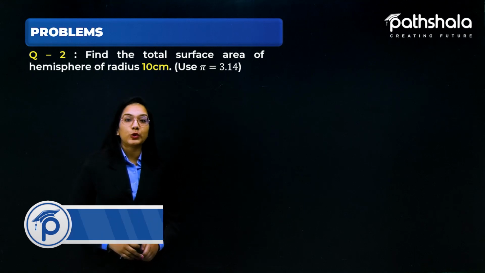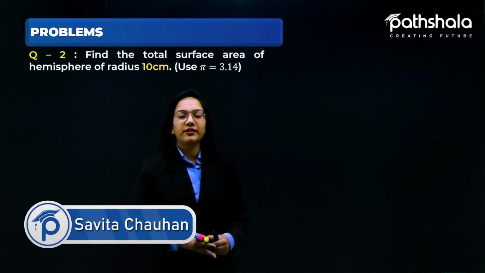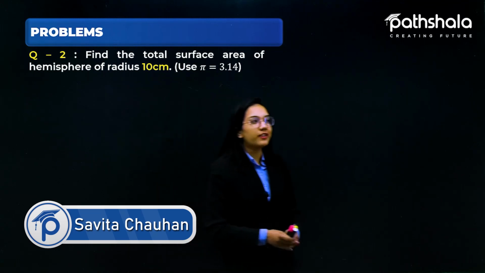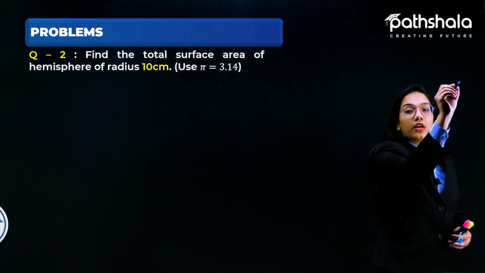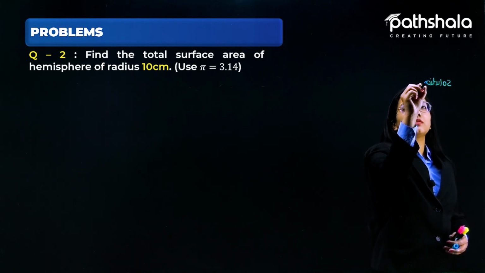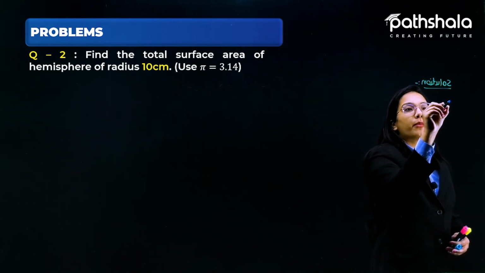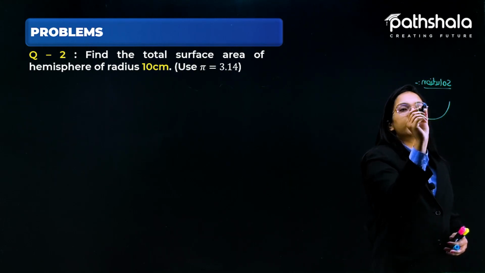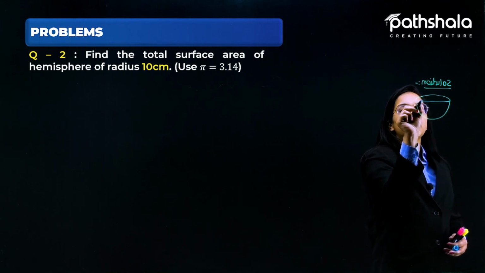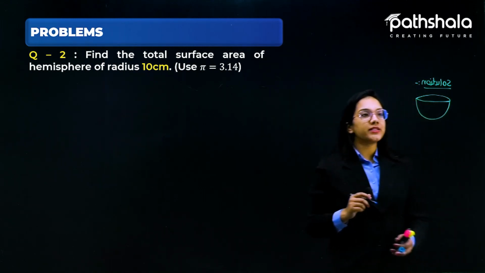Now question number 2 is: find the total surface area of the hemisphere of radius 10 centimeters. So actually here we are talking about the hemisphere. Let us suppose I am just starting the solution and forming a hemisphere. So this is actually nothing but a hemisphere, since it is a three-dimensional figure.